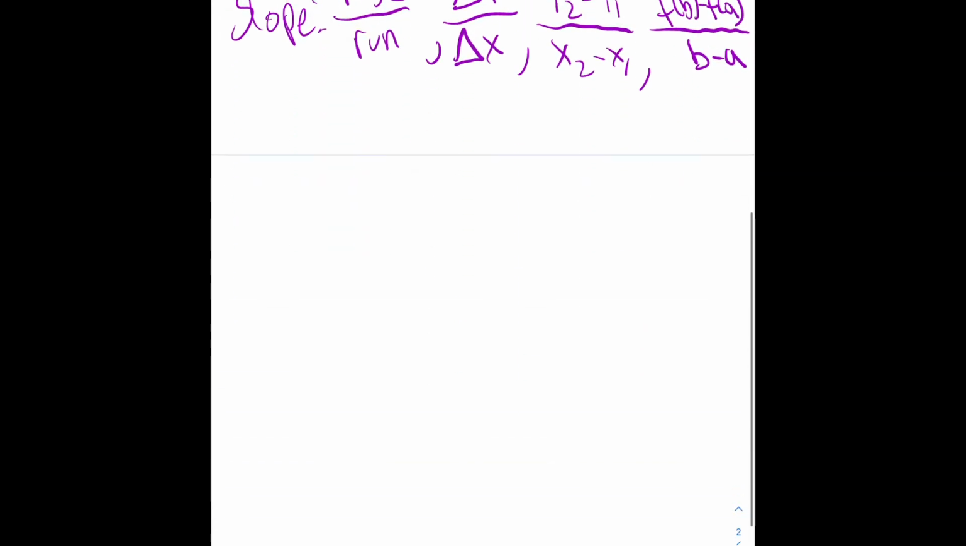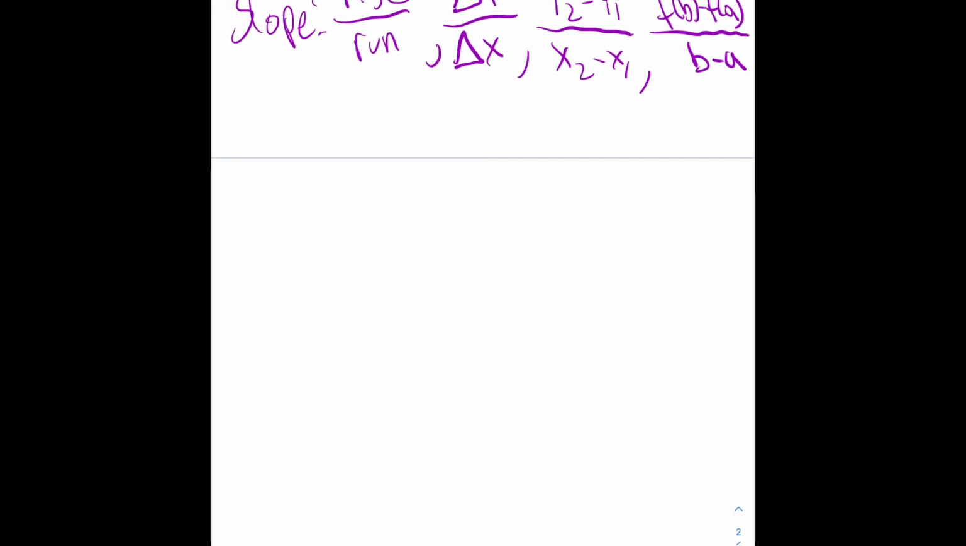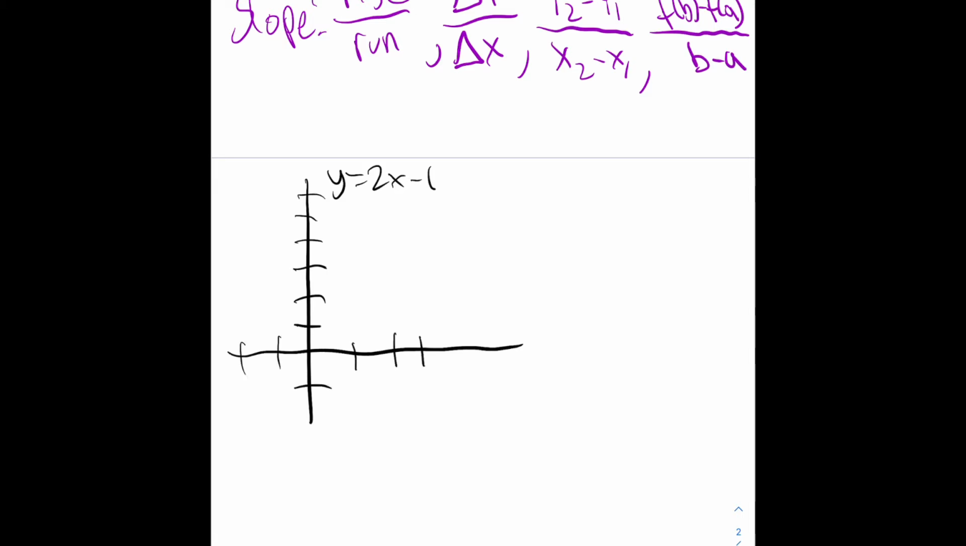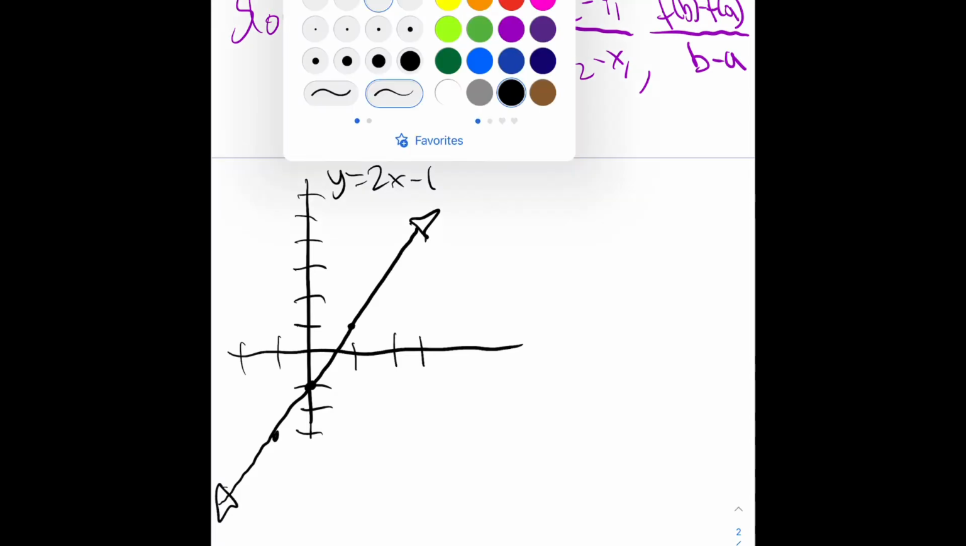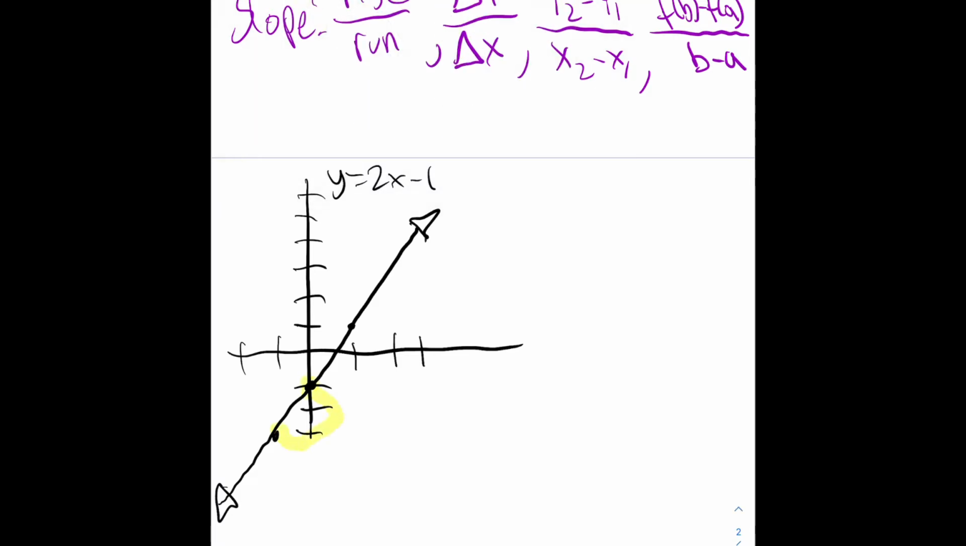So as we talk about this idea of slope, let's say that we take the function y equals 2x minus 1. As I look at this, I can absolutely calculate some specific points here. So let's say if x is 1, y is going to be 1. If x is 0, y is going to be negative 1. And if x is negative 1, y is going to be negative 3. So I can draw this out. I can graph it. And I know that at every single point, this is a slope of 2. Every single point on this line has a slope equal to 2.